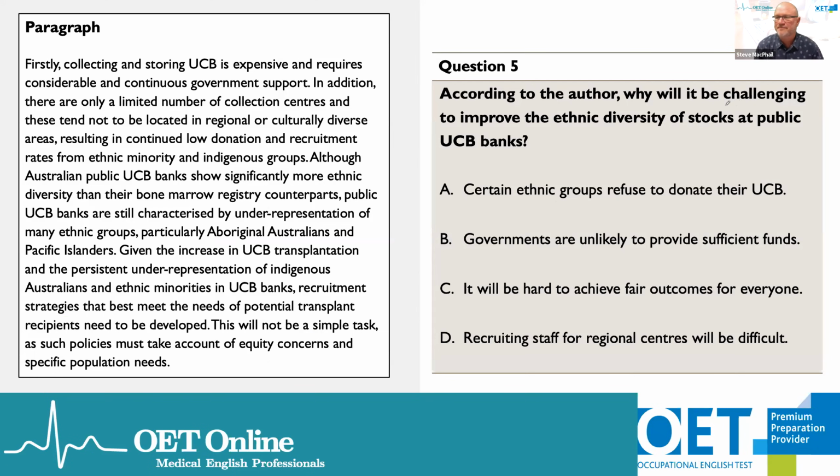According to the author, why will it be challenging to improve the ethnic diversity of stocks in public UCB banks? Now, UCB means umbilical cord blood. We're up to question 5, everyone, so you haven't read the rest of the article, but it's umbilical cord blood. So according to the author, why is it challenging? Why is it hard? Why is it difficult to improve, make it better? The ethnic diversity, variety of ethnic groups of stocks. Okay, let's read it before we look at the questions.